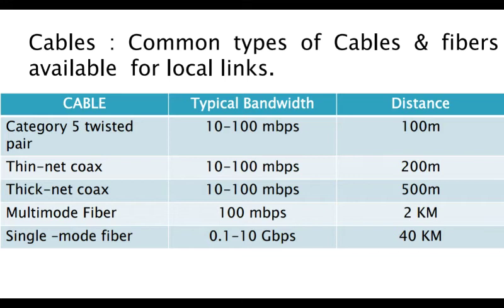Thin net coaxial cable also supports 10 to 100 Mbps, over a distance of up to 200 meters. Thick net coaxial cable also supports 10 to 100 Mbps, and the distance we can use is up to 500 meters. So that is the thin coaxial cable and the thick coaxial cable. Each segment's length is up to 200 meters, and the next one is 500 meters. If you use fibers, a multi-mode fiber can support up to 100 Mbps, and the distance you can use is up to 2 kilometers. Single mode fibers have very high bandwidth, 0.1 to 10 Gbps, and the distance can be up to 40 kilometers.